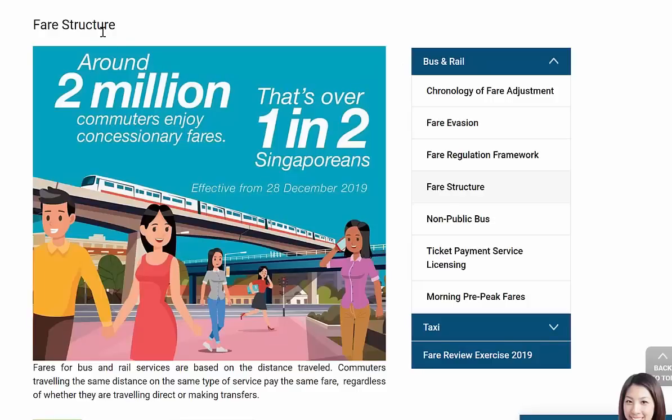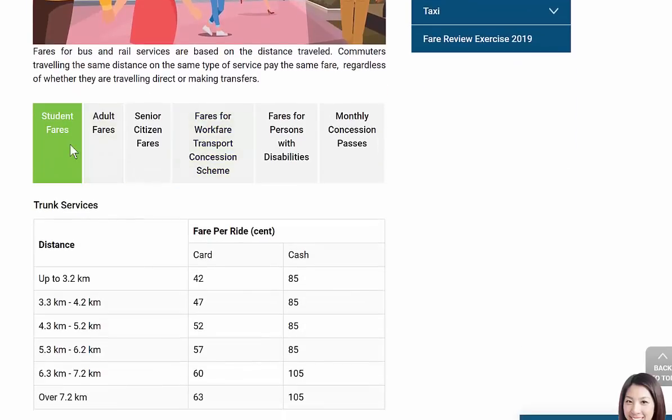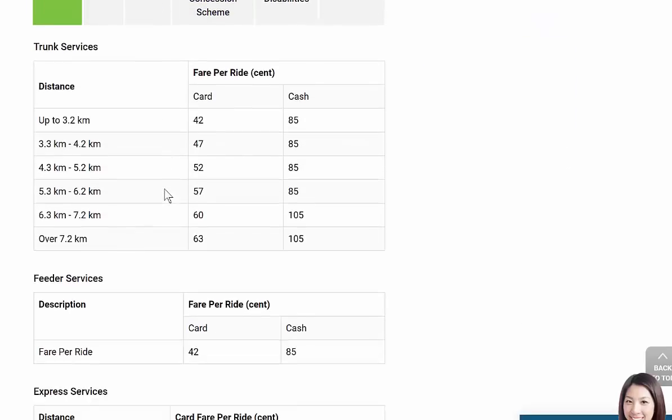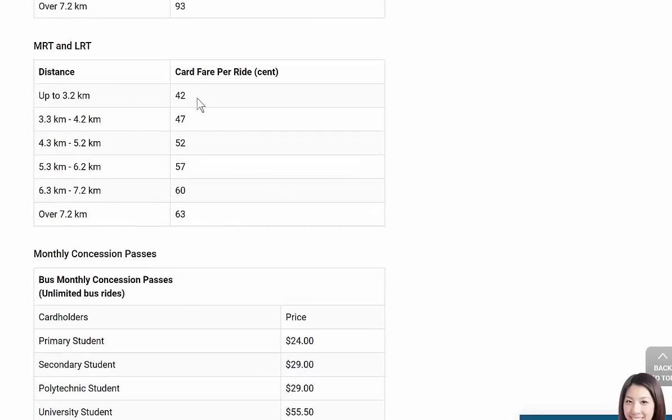Consider the fare structure in Singapore for students. These are the MRT fares for students like you. Up to 3.2 kilometers, the card fare per ride is 42 cents. Wow, that's really cheap. For the next extra kilometer it is 47 cents, and then 52 cents, and so on.